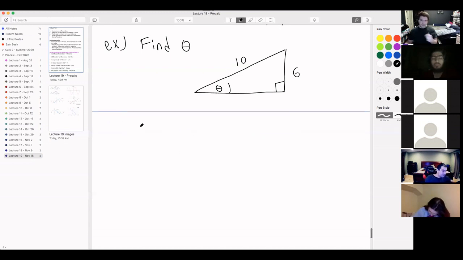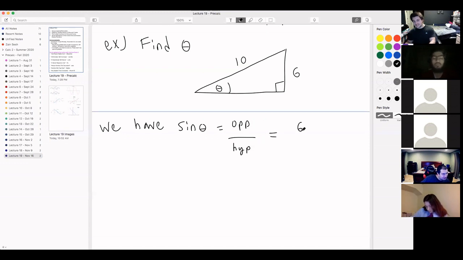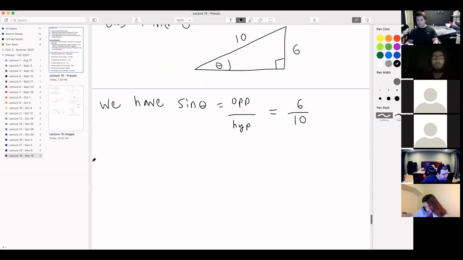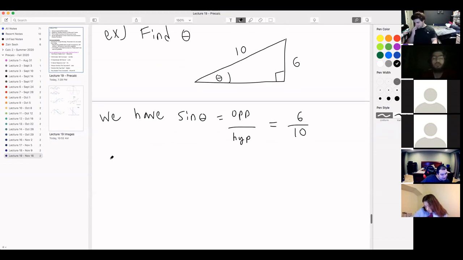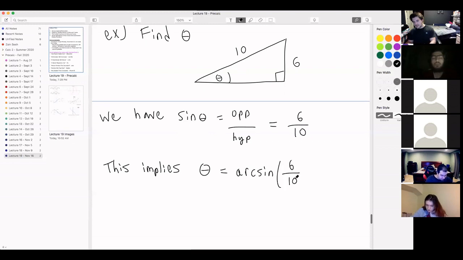All right, so you do have to think a little bit. You have to see what pieces you're given and then apply the correct trig function. So I hope you guys agree. We have sine of theta. Well, by definition, it's opposite over hypotenuse. And in this case, it is 6/10. Right, so now remember, this implies that theta is arc sine of 6/10.